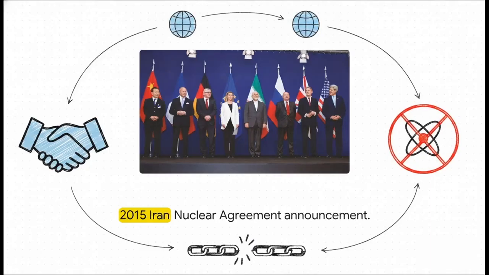Then you've got diplomacy. The 2015 Iran nuclear deal is basically a masterclass in strategic trade-offs. Long-standing economic sanctions were lifted in exchange for halting nuclear development. It's a prime example that nations absolutely can achieve massive strategic victories without firing a single shot.